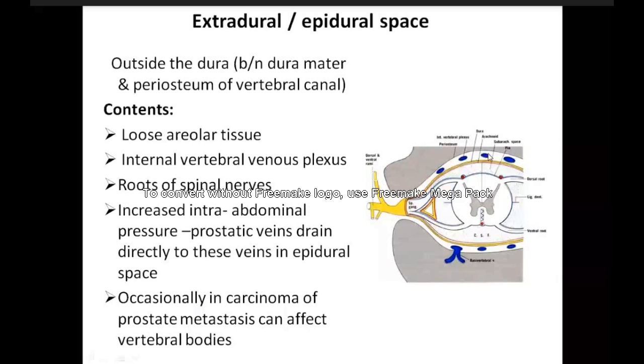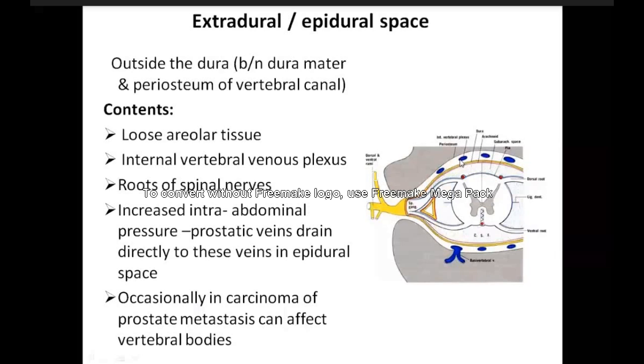First is outside the dura mater. So let's talk about the space which lies outside the dura mater. This space is known as the extradural space. As it lies outside the dura mater, it is known as the extradural space and also known as the epidural space. It is nothing but the space between the dura mater and the periosteum of the vertebral canal. This is the vertebra. So between the periosteum of the vertebra and the dura mater, this space is the extradural space. It mainly contains loose areolar tissue. And here you can see the blue color structures. These are the internal vertebral venous plexus.